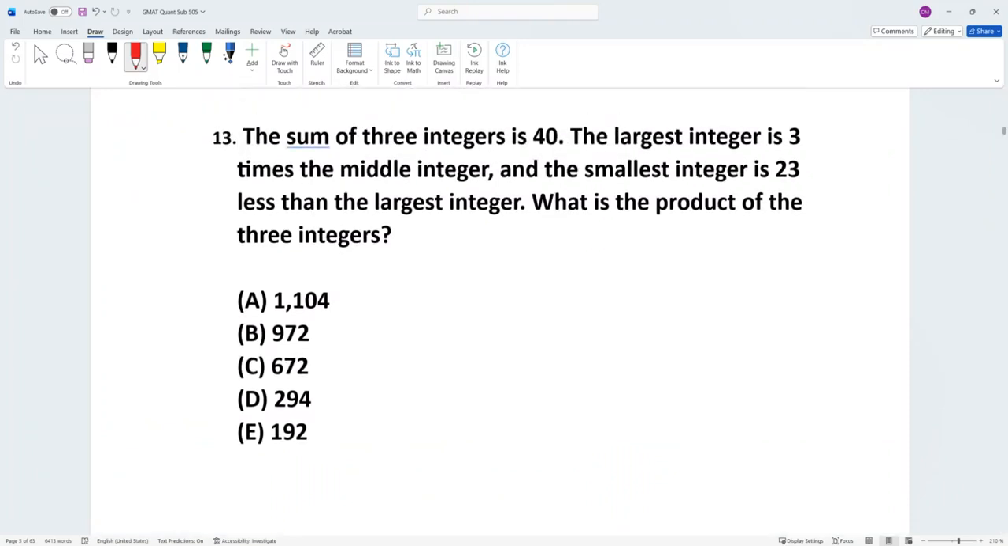The sum of 3 integers is 40. The largest integer is 3 times the middle integer, and the smallest integer is 23 less than the largest integer. What is the product of the 3 integers? Let's start.